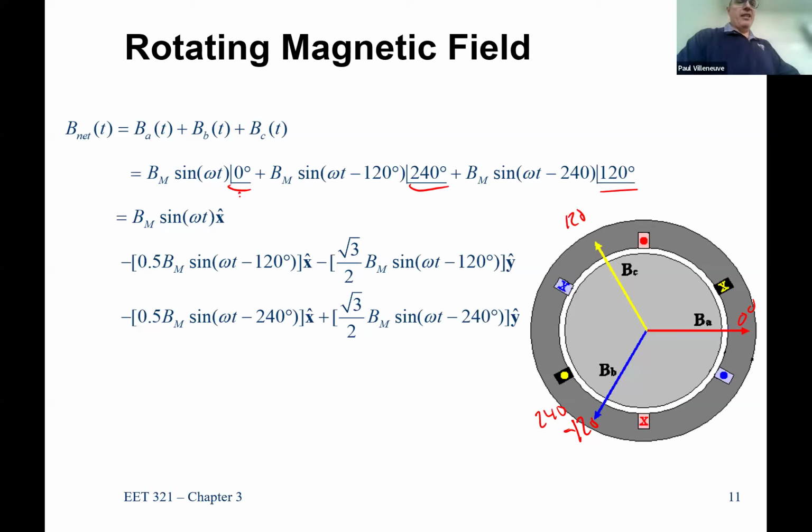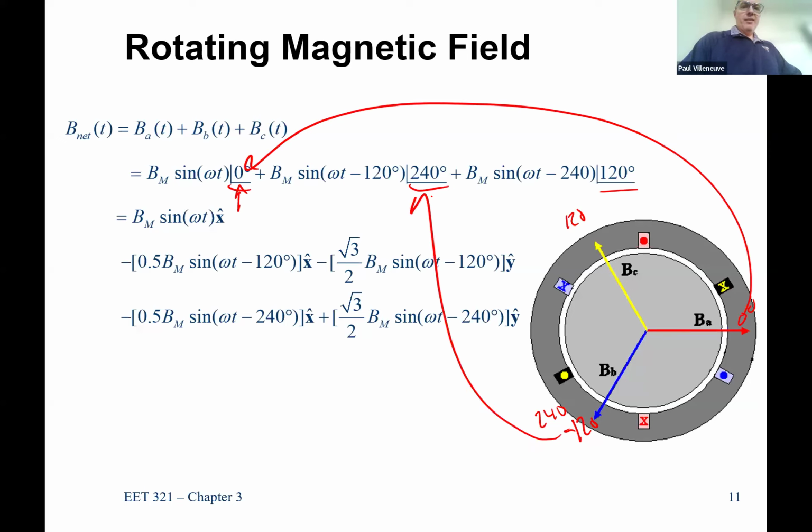So where did I get these? That's A, that's B, and that's C. I got those angles from where the positive current gives me a magnetic field. Where did these come from? Sine of omega t, sine of omega t minus 120, sine of omega t minus 240, or plus 120, doesn't matter. Where did those come from?